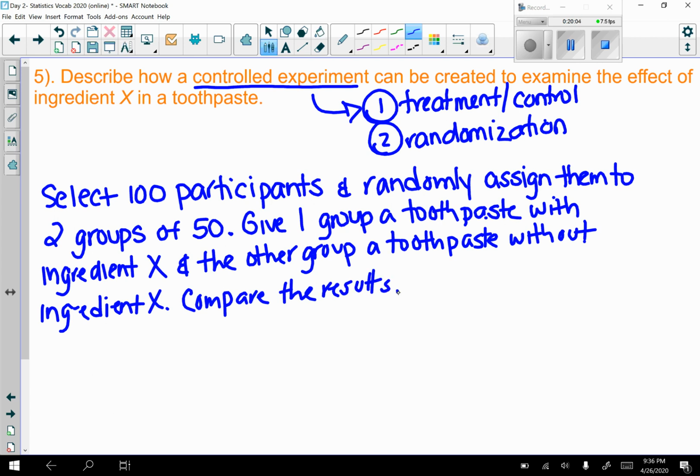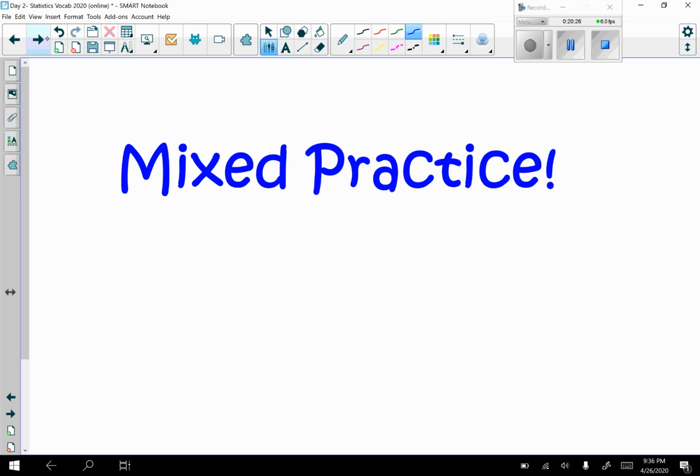So you do not have to have what I have word for word. It's just an example. You could obviously use different numbers. You could refer to the control group as the group without ingredient X. But you want to hit those two key parts, treatment and control, and randomization. So you have the mixed practice problems to work on. You're going to work on those problems and then submit your answers on the form when you're done. Remember to refer back not only to this video, but to your definitions and the crossword puzzle that you did in the previous lesson with all of these important vocabulary words.